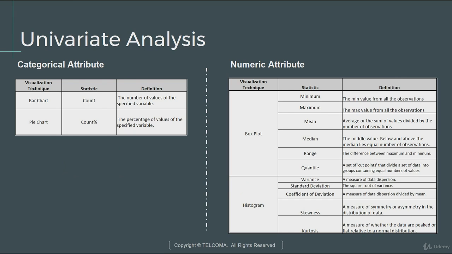On another note, when you're studying a numeric attribute, you will have two simple visualization techniques that will give you very informative results. The most common one is the box plot. The box plot is the easiest and the most common way to interpret a numeric attribute.